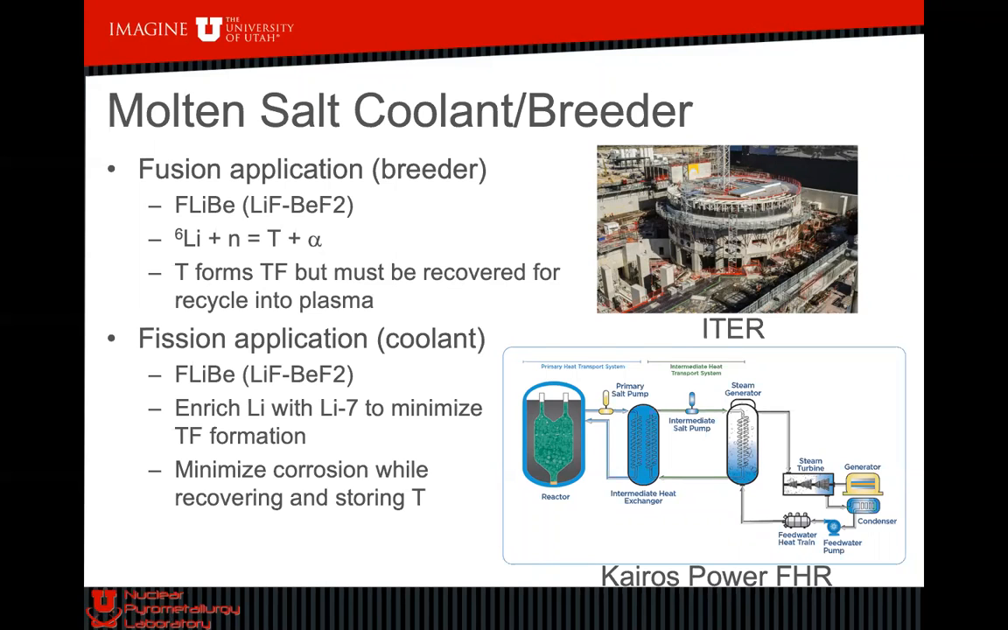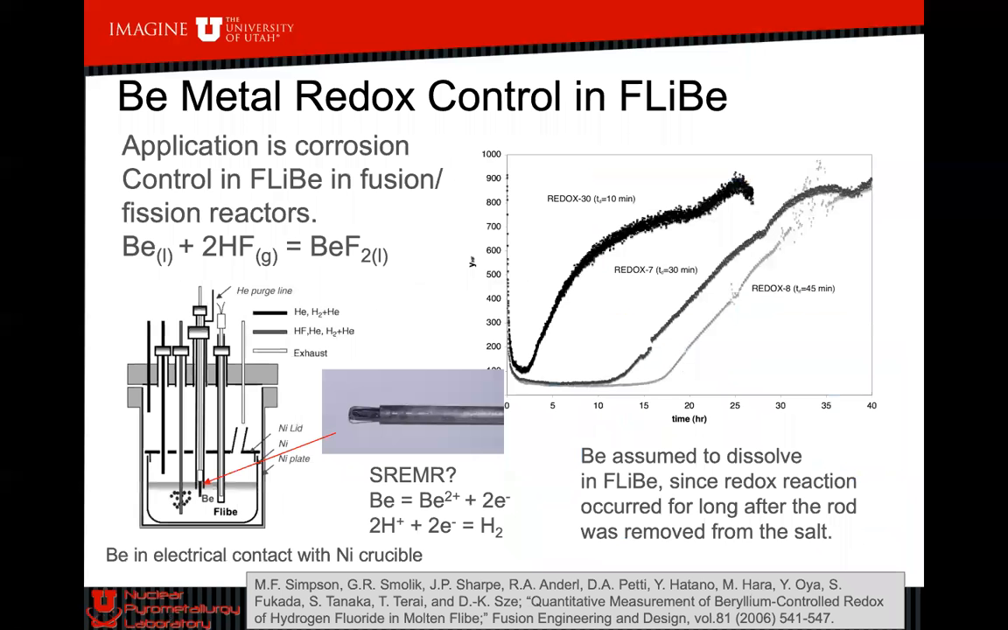So you have to be able to react that, recycle the tritium, and keep everything from corroding. Same thing with the salt-cooled reactor that Kairos Power is currently designing. They also use FLIBE. They don't want to make this tritium, so they enrich the lithium to lithium-7, but they still form some tritium. And so the idea is, what do we do with this? We're making all this tritium fluoride. How do we get rid of it?